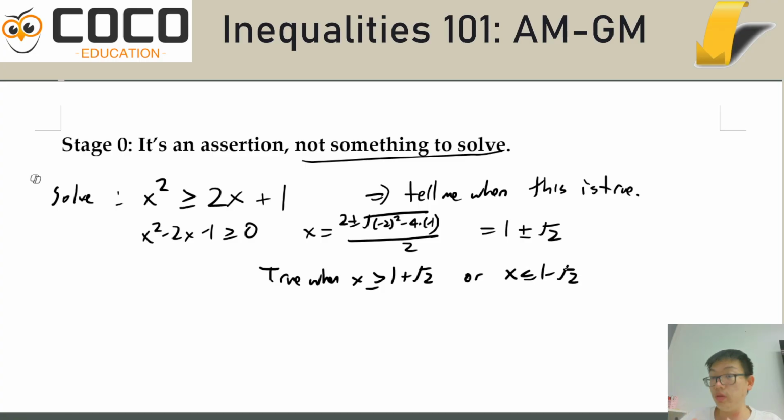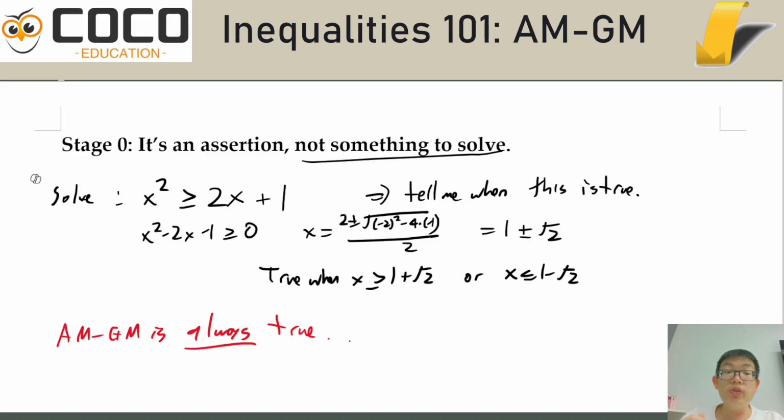Now, this is not what we mean by here's an inequality, because the AM-GM inequality is always true.